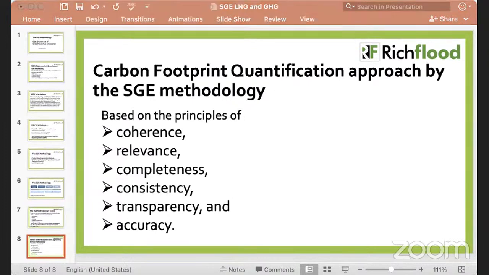All right, so this is my last slide over here, as you can see. And that's the carbon footprint quantification approach by the SGE methodology. As captured in the report, it is based on the principles of coherence, consistency, transparency, relevance, and accuracy, as you must have seen in the report itself.